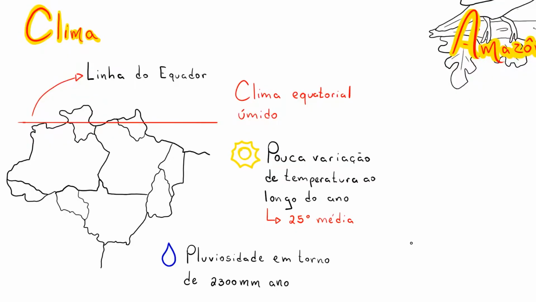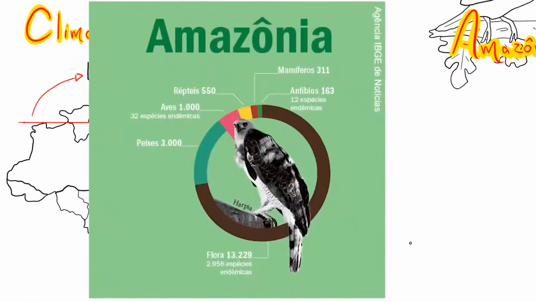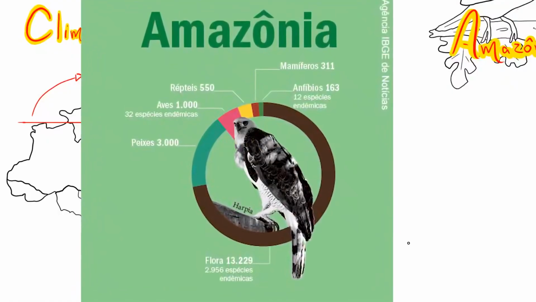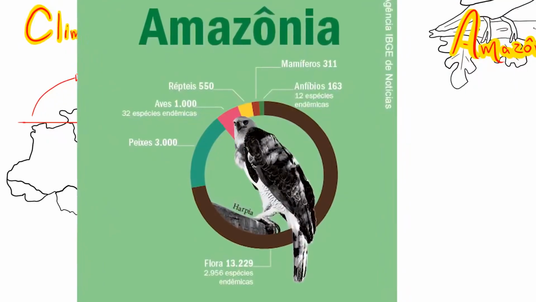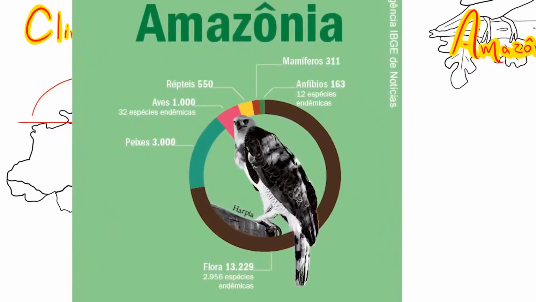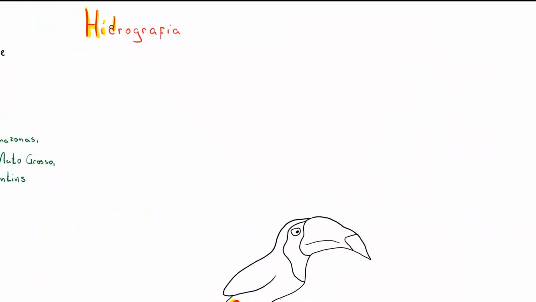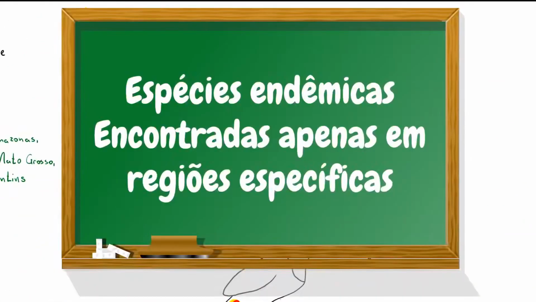And all of this contributes to the Amazon rainforest having the greatest biodiversity in the world, as you can see in this illustration on your screen. In general, tropical forests have great biodiversity, including a large number of endemic species. That is, species that are only found in that specific region.